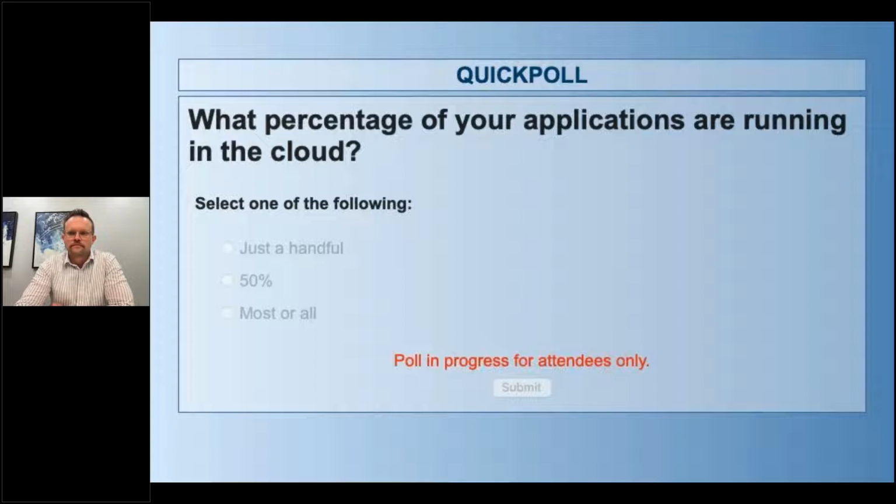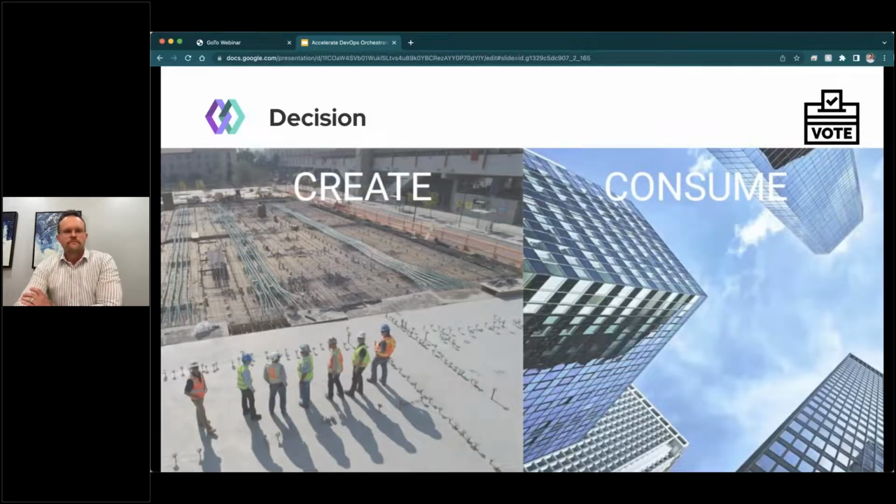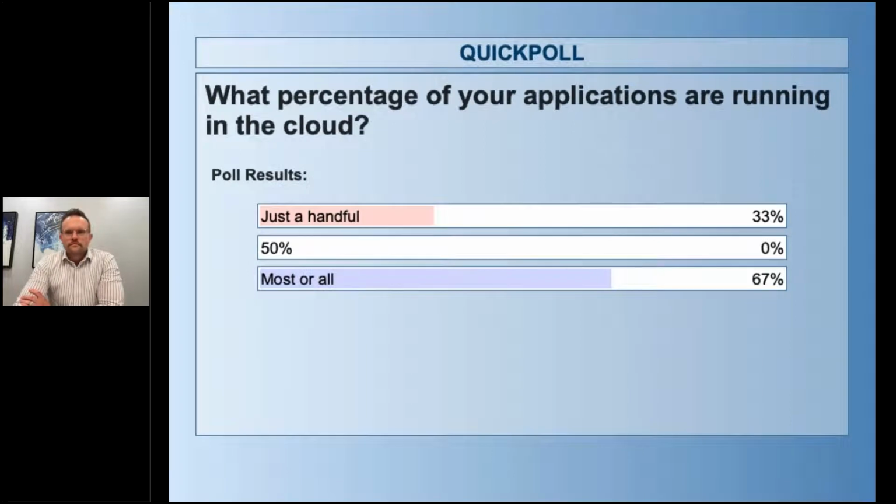All right, looks like people were quick on the mouse, so we got our results here. So we'll go ahead and close it out. Okay, interesting.